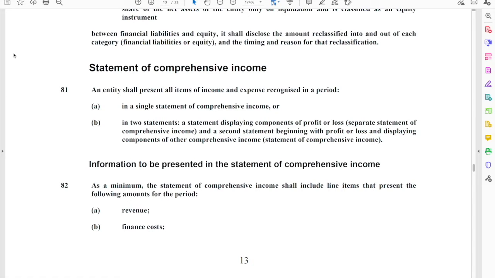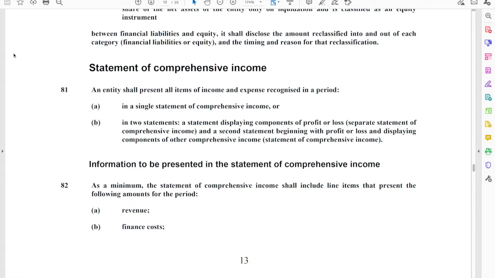So on paragraph 81, it says here that an entity, so a certain company, shall present all items of income and expenses recognized in a period in these two ways. Okay, so in statement of comprehensive income, ang structure niya, pwede daw natin yung i-present in a single statement of comprehensive income. Ibig sabihin ng single statement of comprehensive income, parang ito yung single step income statement na na-discuss natin last time. And then, pangalawa, in the two statements.